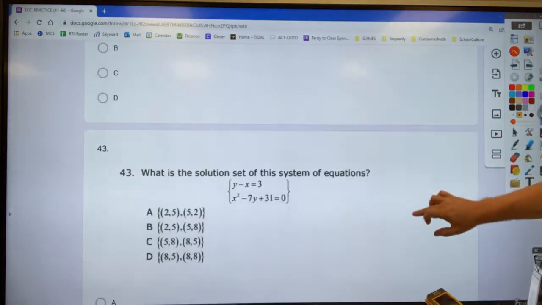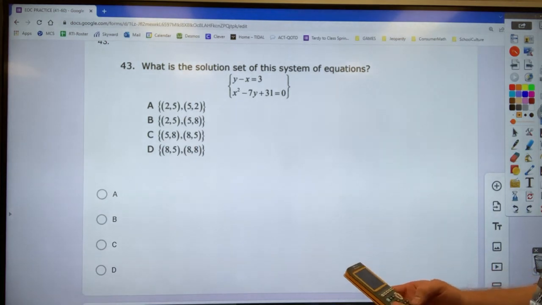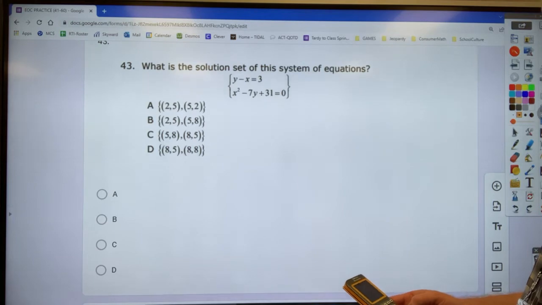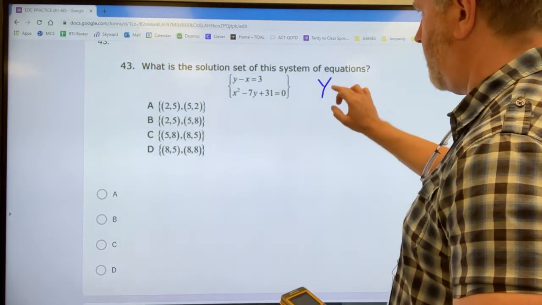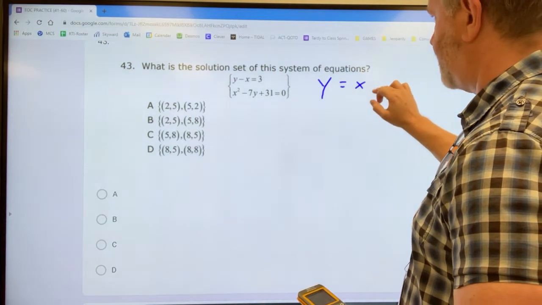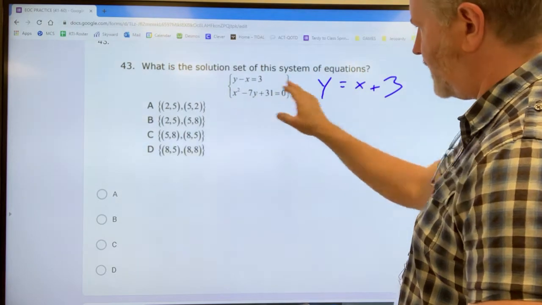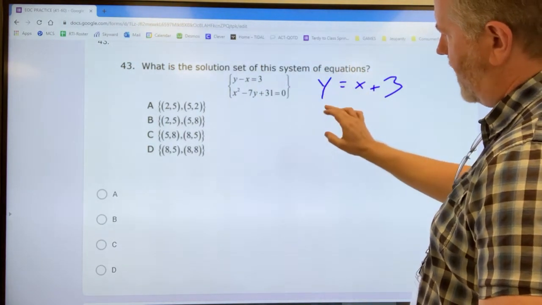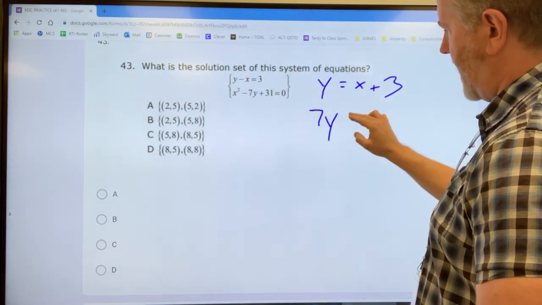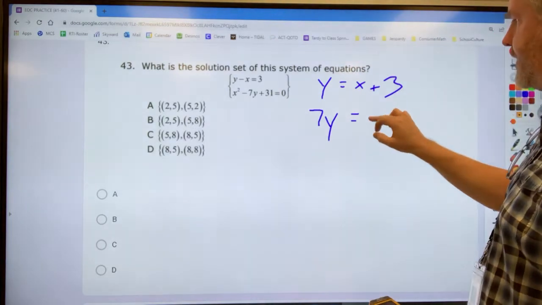All right? Moving on, number 43. Another solution to a system of equations. So, no problem. We are going to get them both in y equals form. The first one would be y equals x plus 3. The second one's a little trickier, okay? I'm going to rearrange it a little bit. I'm going to kick 7y over here, but then I'm going to reverse it because I like my y to be on the left. So my 7y would equal x squared plus 31.